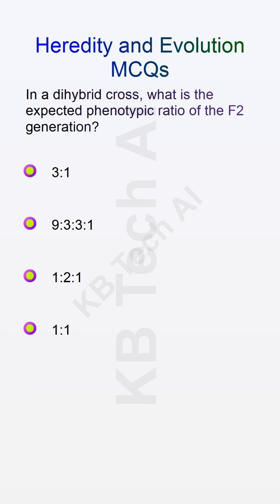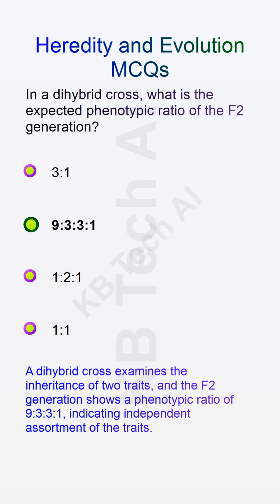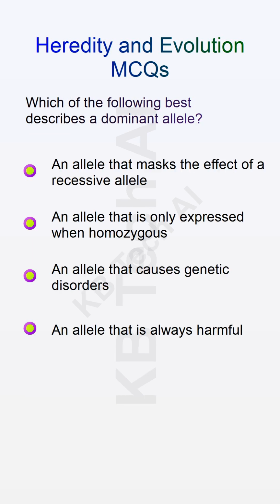In a dihybrid cross, what is the expected phenotypic ratio of the F2 generation? Option 1, 3:1. Option 2, 9:3:3:1. Option 3, 1:2:1. Option 4, 1:1. The answer is, option 2, 9:3:3:1.